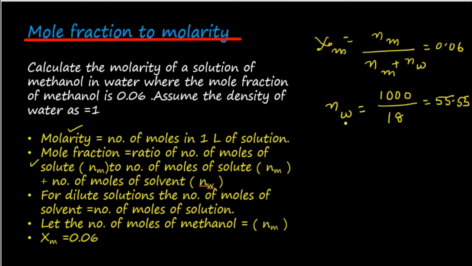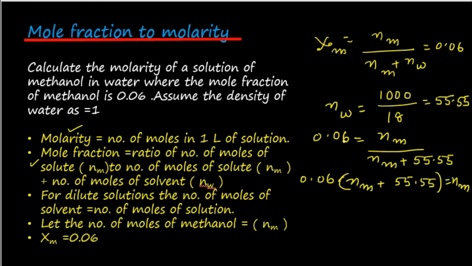Substituting the value of number of moles of water and mole fraction of methanol, we will get 0.06 is equal to Nm by Nm plus 55.55. From this we can get 0.06 into Nm plus 55.55 is equal to Nm. 0.06 Nm plus 0.06 into 55.55, that is 3.333, is equal to Nm.